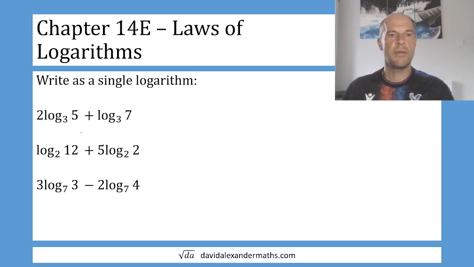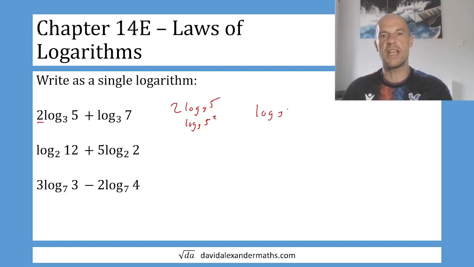Okay, so here we've got a slight problem because we've got a number in front. Now what we can do with this number, we need to remember that 2 log 3 of 5 can be written as log 3 of 5 squared. So that means we have the log 3 of 25 plus log 3 of 7. So that becomes log 3 of 25 multiplied by 7, which I believe is 175.